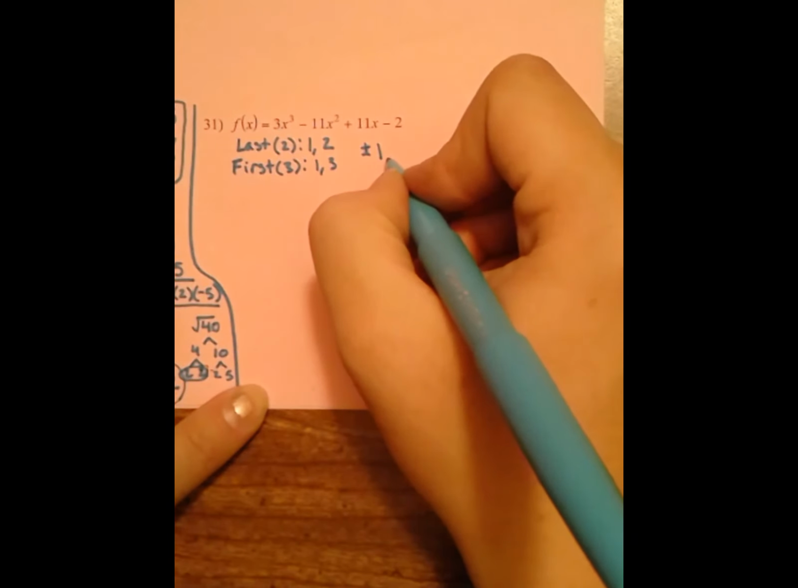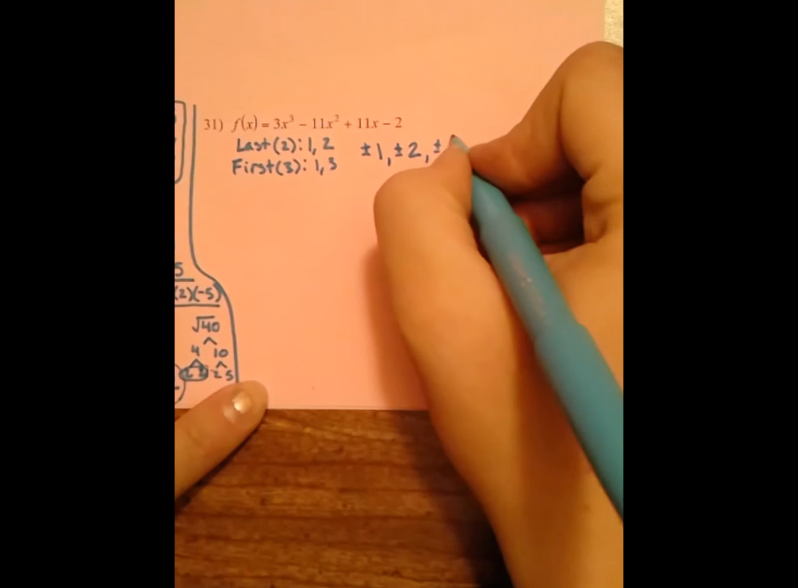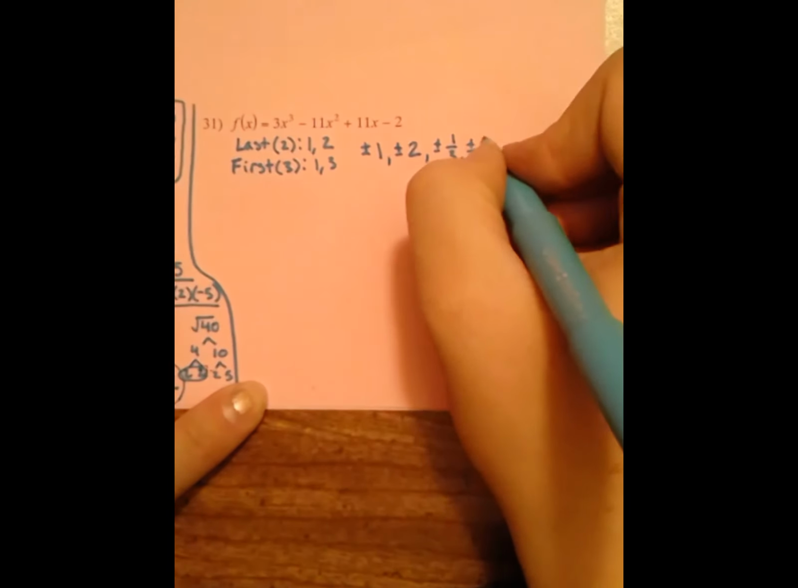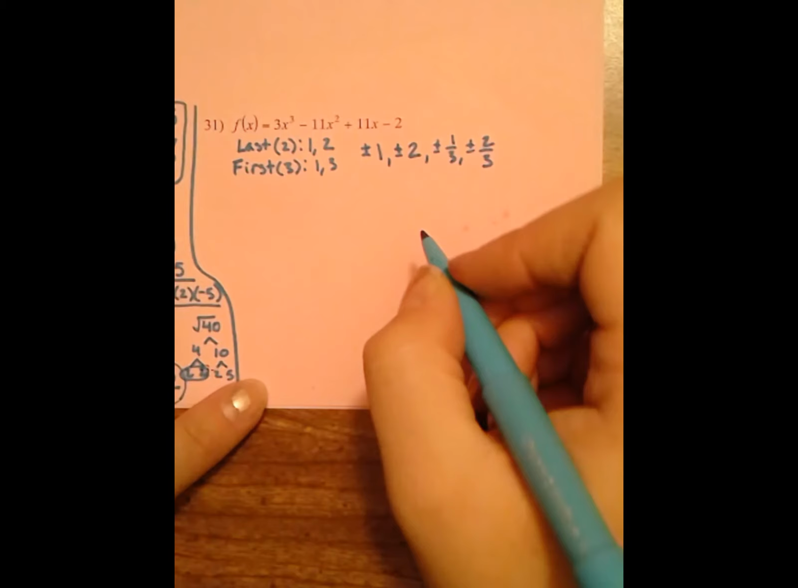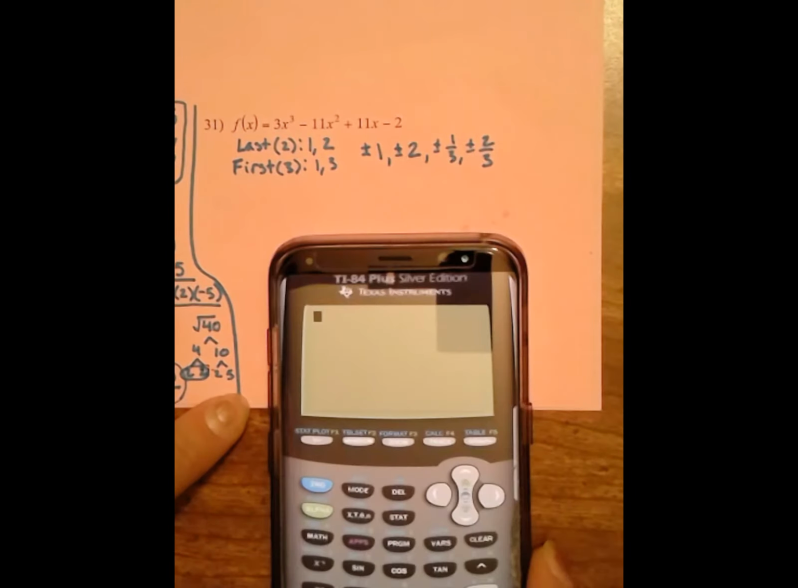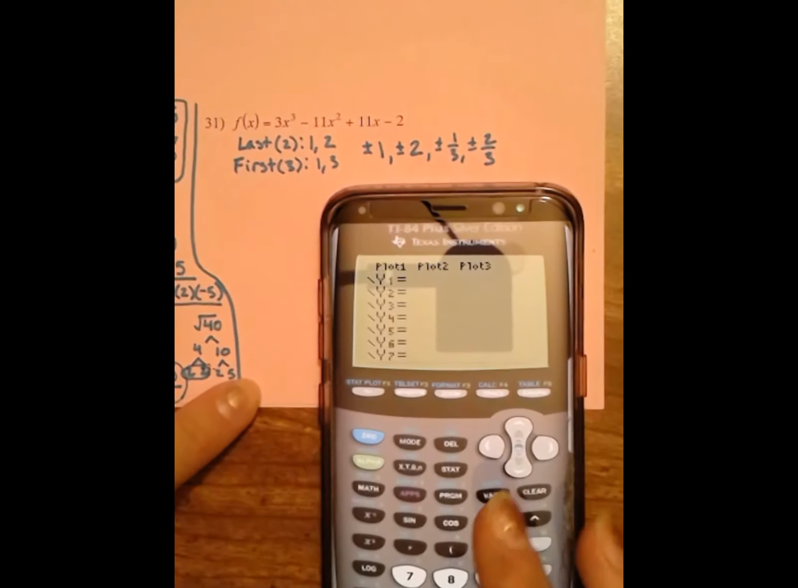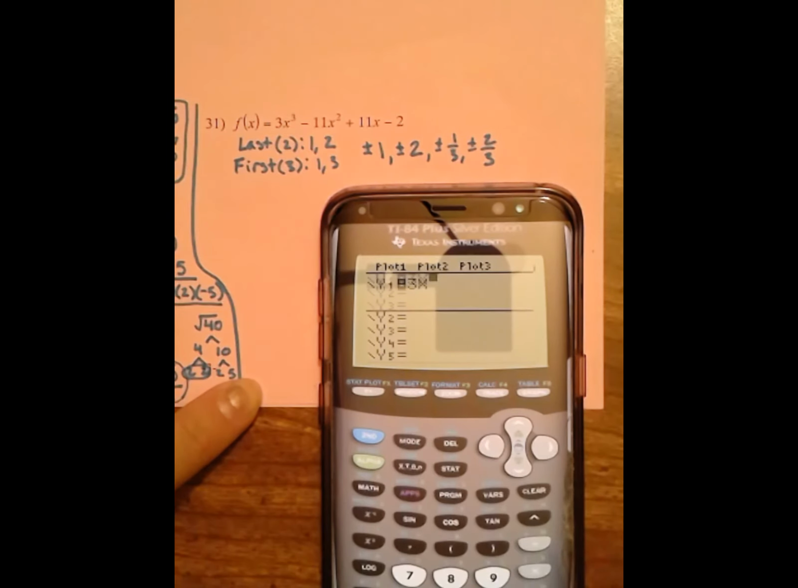1 over 1 is just 1. 2 over 1 is just 2. And then I have 1/3 and 2/3. So not a bad list. So once again, we're going to test it out in synthetic division. Actually, we're going to test it out in the calculator first. So I go to y equals, and I'm going to type in the equation, 3x cubed minus 11x squared plus 11x minus 2.